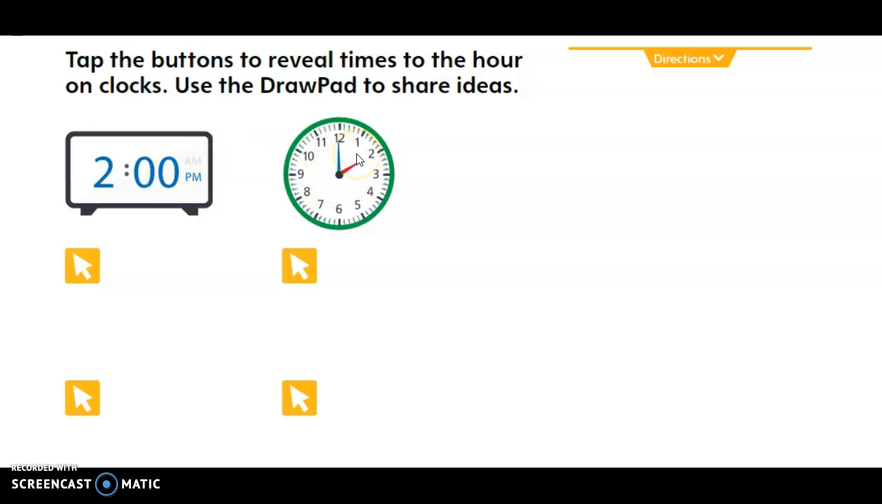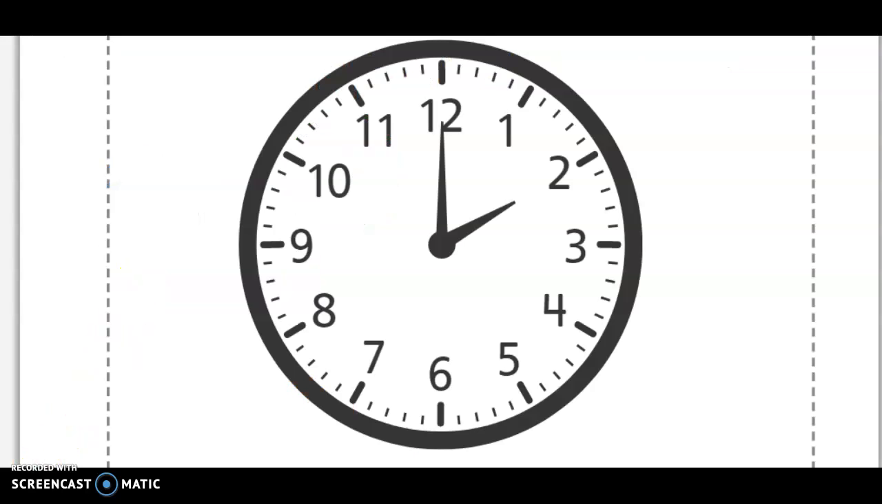This analog clock is a little bit trickier. So let's think about what we need to do to make it show 2 o'clock. So if you have a clock at home or a piece of paper and you were trying to draw 2 o'clock like this analog clock in front of us, how would you do that? So we know that this short hand has to point to the 2. Does anybody know what that is called? This little hand right here. That's the hour hand.